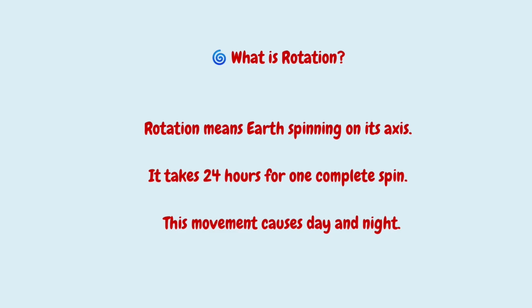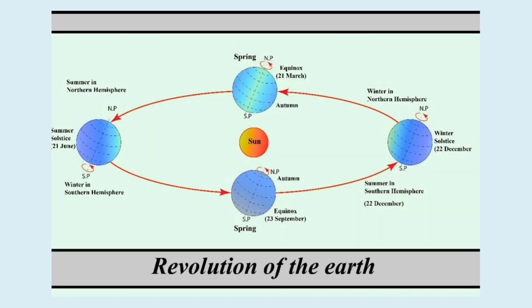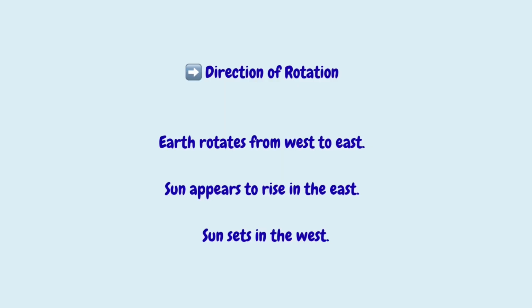So what is rotation? Rotation means the earth is spinning on its axis. So how many hours does it take? 24 hours for one complete spin. So this movement causes day and night. Also you can see in this diagram the revolution of the earth.